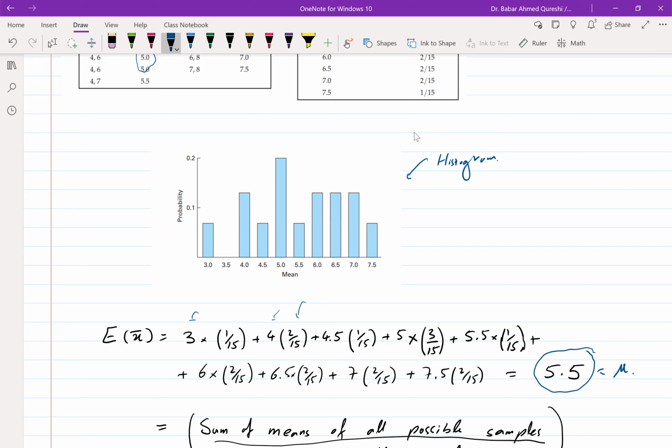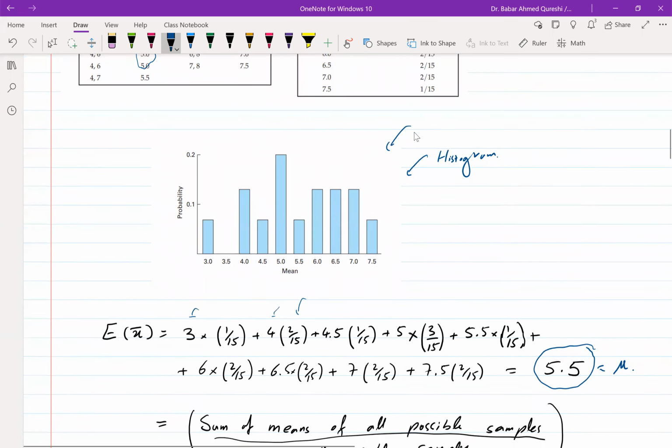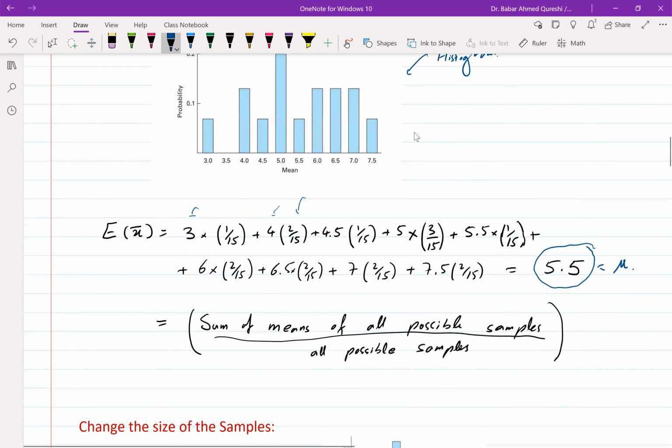Somehow it's just a coincidence at this point. I took samples, and each time a sample gives me a different mean, but since I know their probabilities, in this case, I know the probability distribution of the means for samples of size 2, I can compute the expectation value of the sample means, and it turns out that it would be 5.5 as well. And so you can compute it this way or compute it this way.